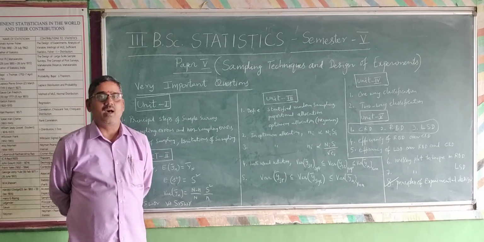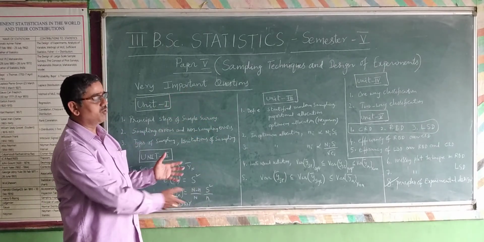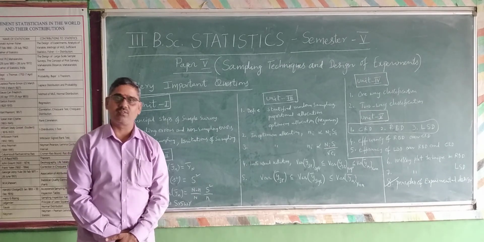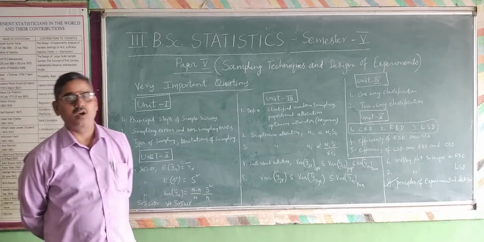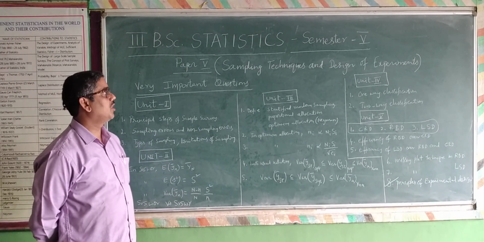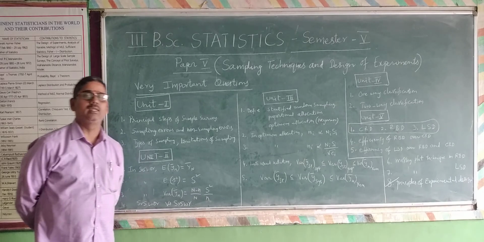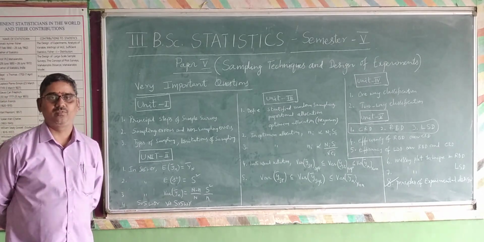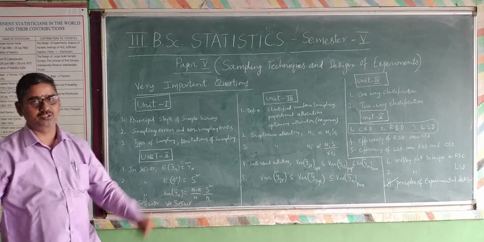So please read in that manner. If you read all 20 questions, you will definitely get 70 to 80% of the marks, minimum 70 to 80%, and I give you that assurance. So, right, hope you understand. These are the very, very important questions in Paper 5 of Semester 5. Thank you. Thank you so much. All the best.